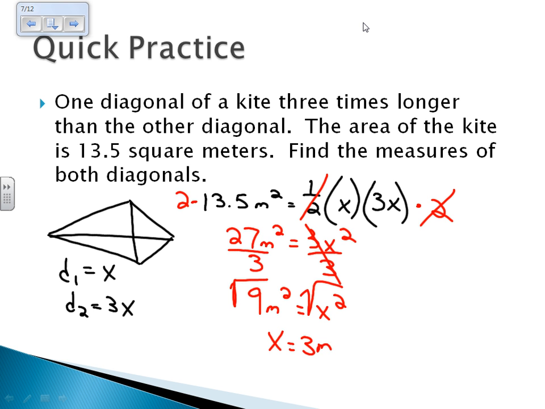Now, it said to find the measure of both. So your D1 would be what? 3 meters. What would D2 be? 9 meters. Okay. Very good. Just set up your relationship using x, 3x, and then plug it in, plug and chug. All right. Make sure that you answer the question asked.